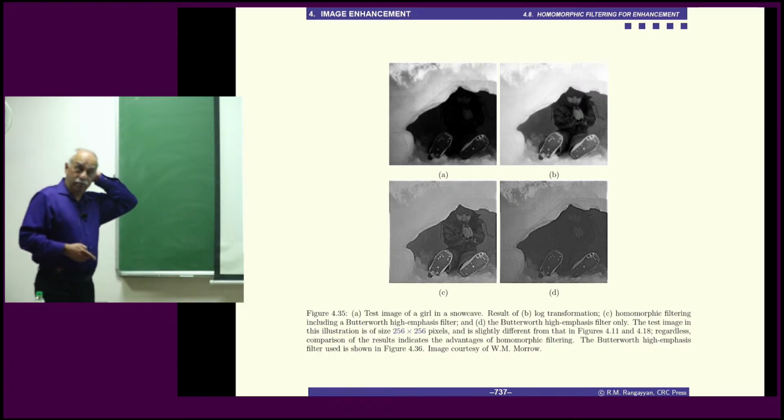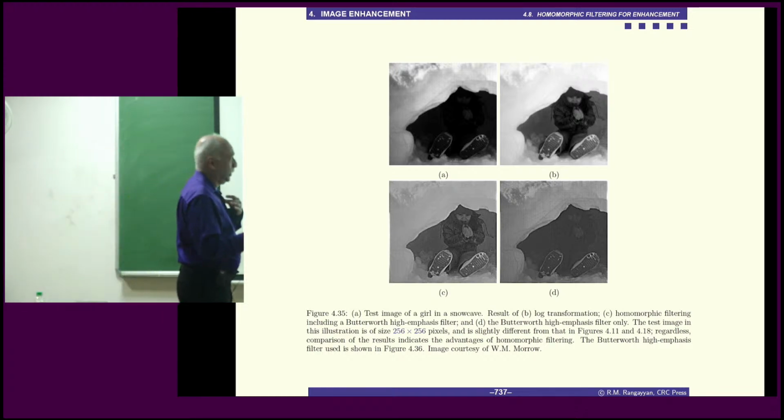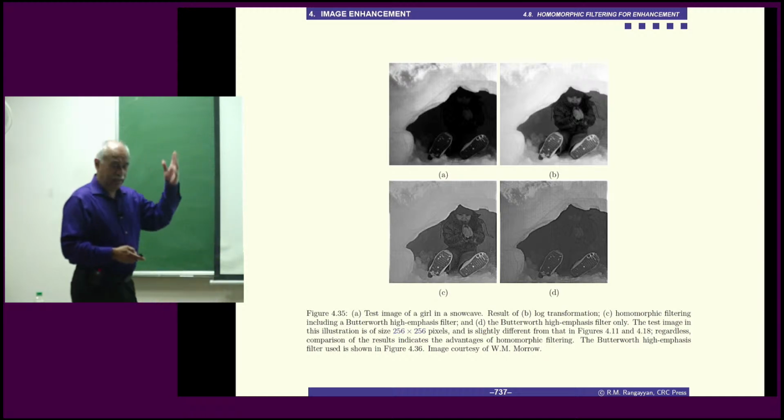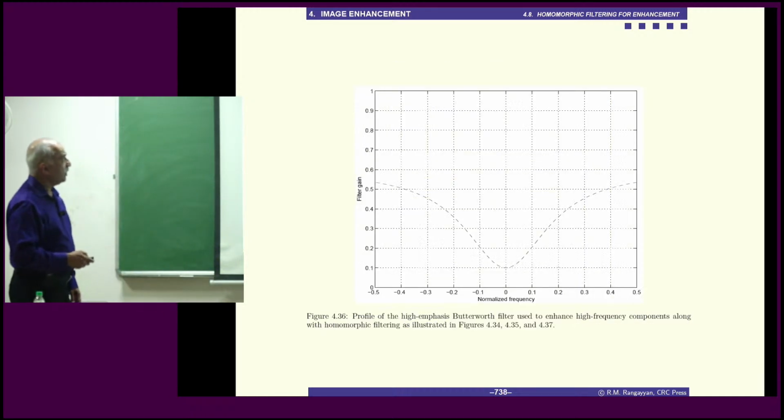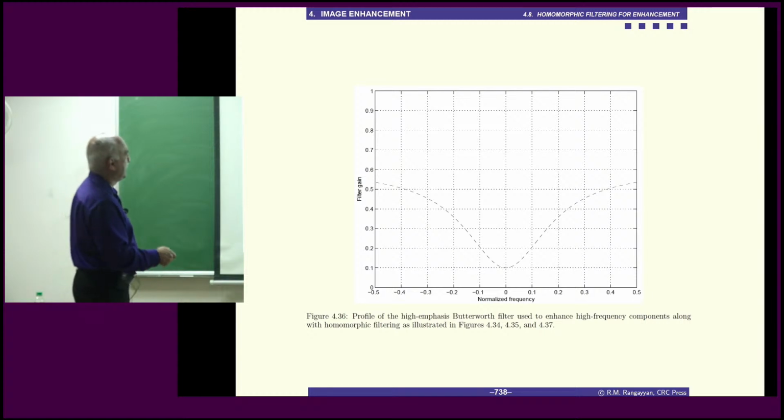So this was originally proposed by Oppenheim and Schafer, and you will see in their DSP book and their original papers. So the Butterworth high emphasis filter is this. The gain at 0 is 0.1, and the maximum gain is at half the sampling frequency.